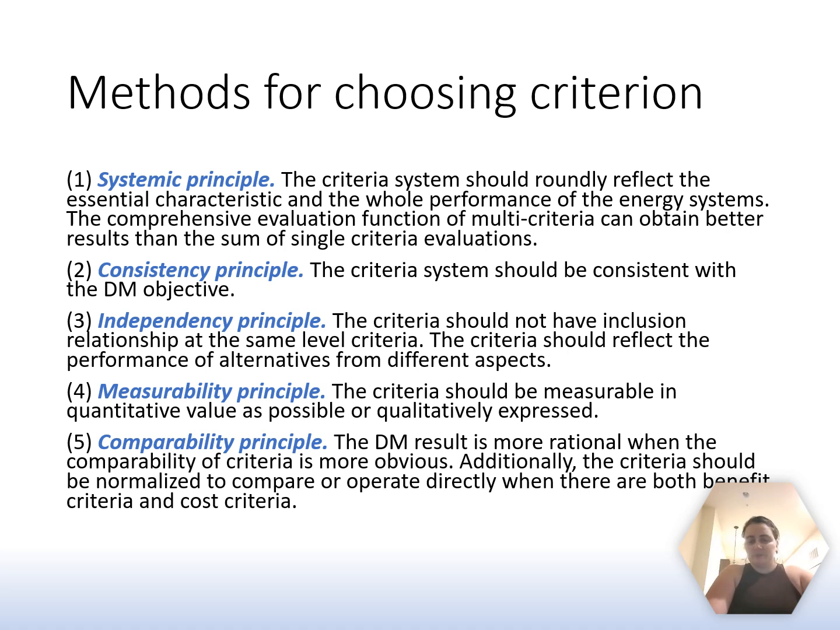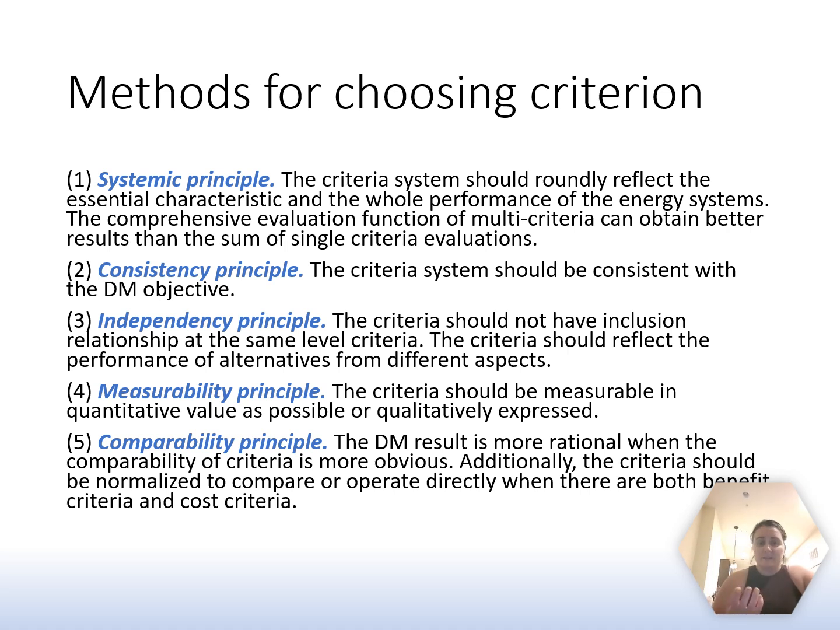So there are methods for choosing criteria and how you actually do this. You can do it with what's called the systemic principle. So your criteria, with this principle, should reflect essential characteristics of the whole performance of the system. You can select criteria using what's called a consistency principle. So the criteria should be consistent with whatever decision-making strategies or objectives you have. You can choose criteria using what's called an independency principle. So the criteria don't have a relationship with a different criterion, so they're independent of each other. That could be important to you.